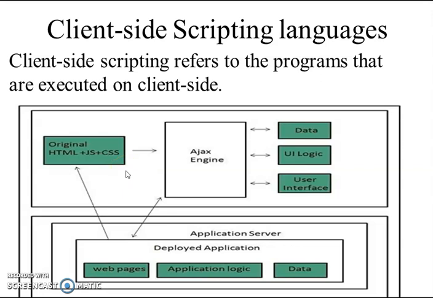It inherits the naming convention from Java. This is a developer's original HTML plus CSS file. It goes to the Ajax engine. With the help of the Ajax engine, between the data, the logic and the user interface, there is a two-way communication. After that, we have an application server. In that application server, we have a deployment application. What are web pages, application logic and data.